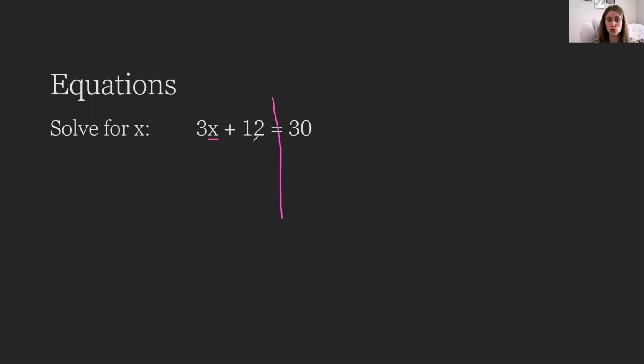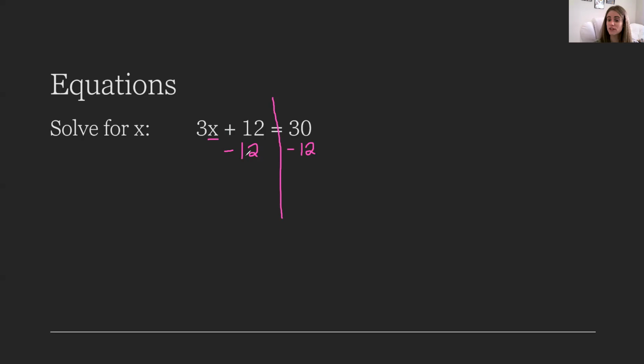In this case, we have a 12 that is being added. The way we get rid of that 12, the way we move it to the other side of the equation, is by doing the inverse, so the opposite. Currently, we have a plus 12. What would be the opposite of adding 12? Subtracting. We are going to subtract 12. Now, we have to do that to both sides because it is an equation, which means both sides are equal. So in order to keep it balanced, whatever we do to one side, we have to do to the other.